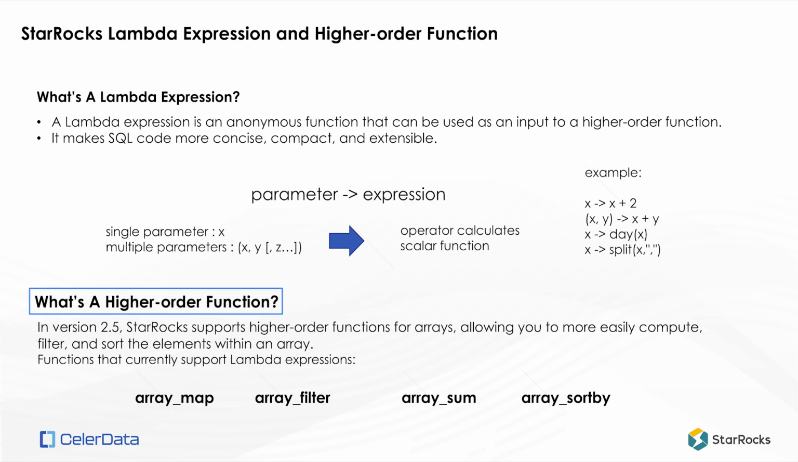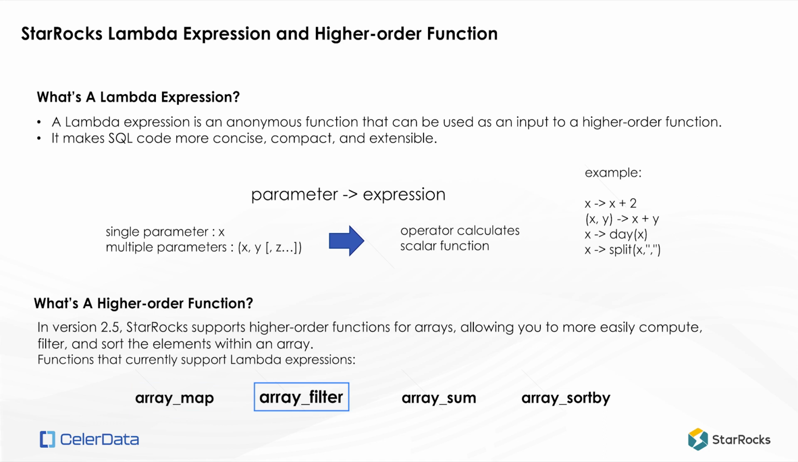Higher order functions are functions that support Lambda expressions. In version 2.5, StarRocks supports higher order functions for arrays, allowing you to more easily perform calculations, filtering, and sorting on elements within arrays. Currently, the 4 higher order functions, including array_map, array_filter, array_sum, and array_sort_by are supported.